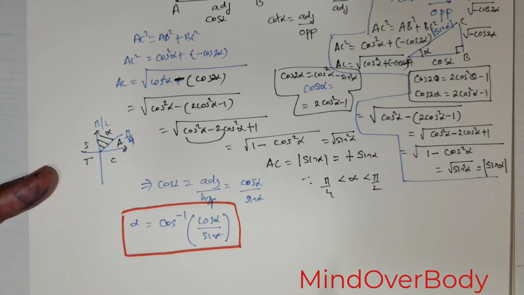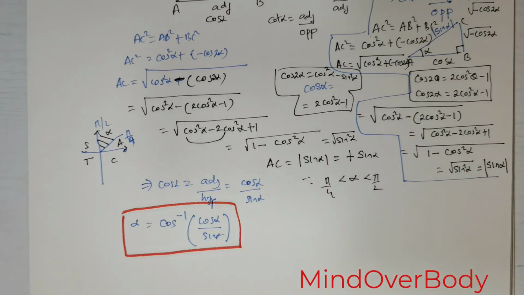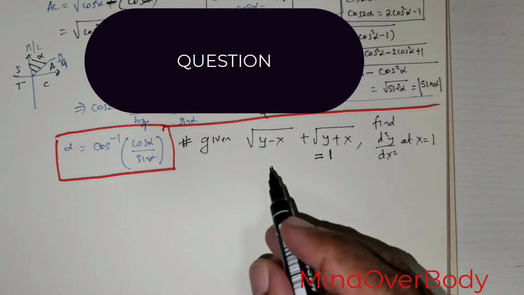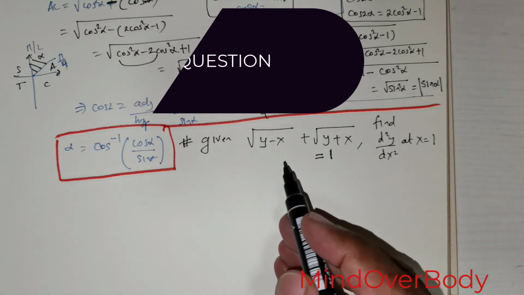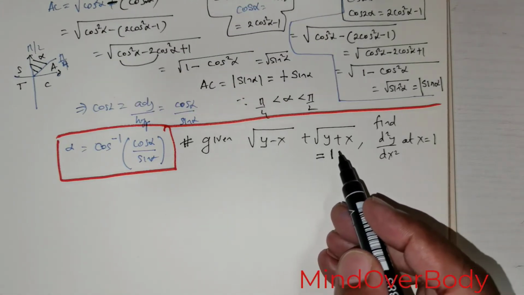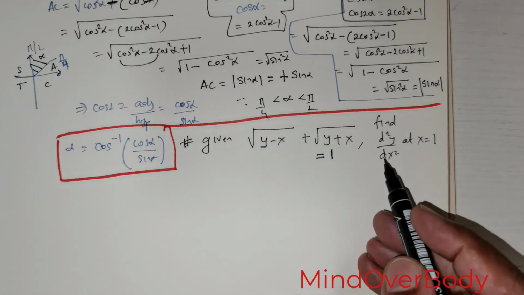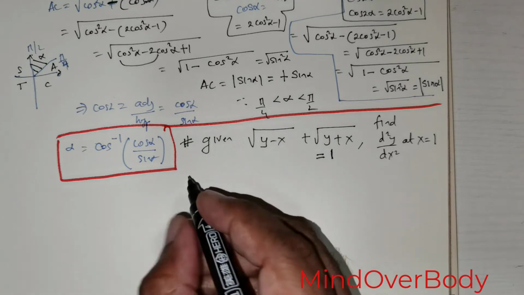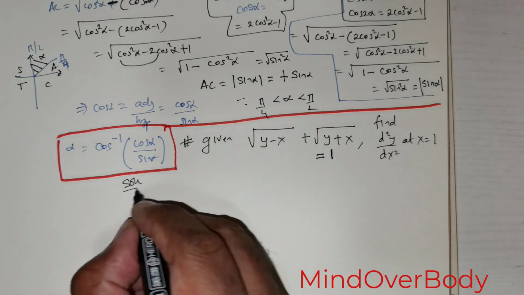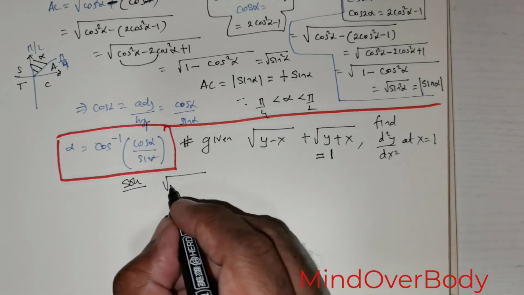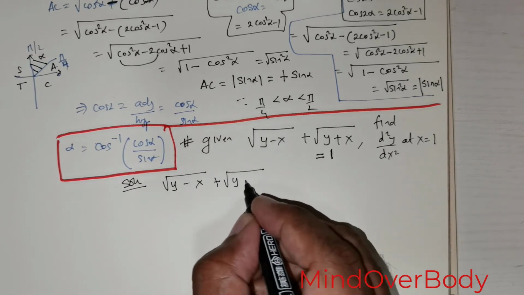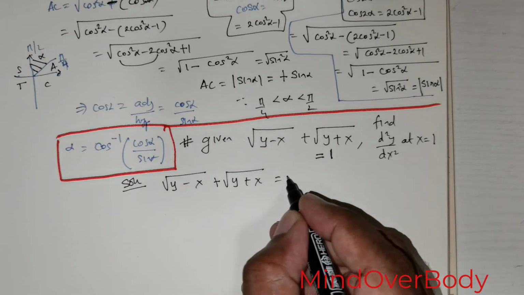So I have explained the entire solution in detail here. Students, we are given this question: square root of y minus x plus square root of y plus x is equal to 1. We are expected to find d squared y over dx squared at x is equal to 1. So solution, I'm going to write the problem down. Root of y minus x plus root of y plus x is equal to 1.